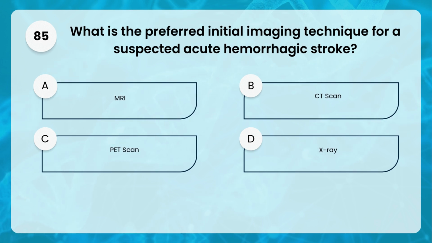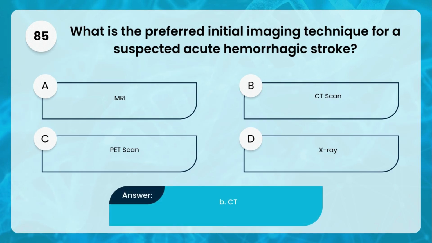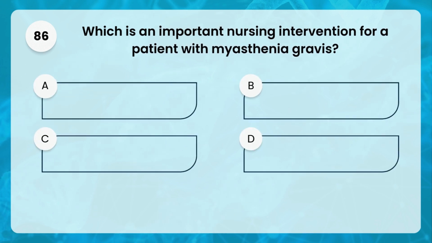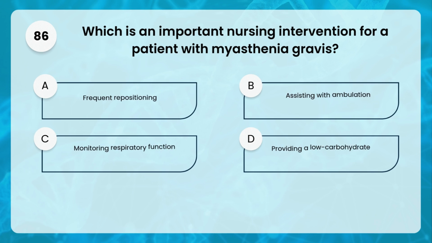Number 85. What is the preferred initial imaging technique for a suspected acute hemorrhagic stroke? A. MRI. B. CT scan. C. PET scan. Or D. X-ray. The answer is B. CT scan.